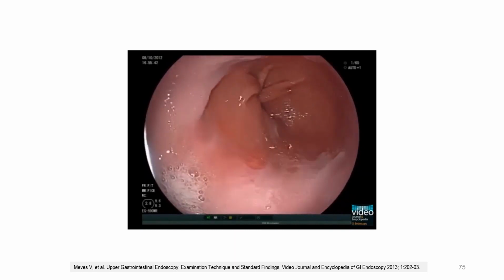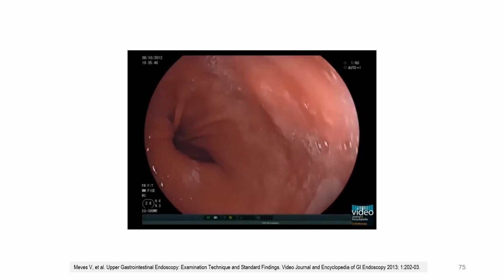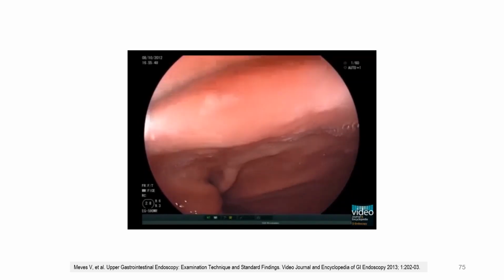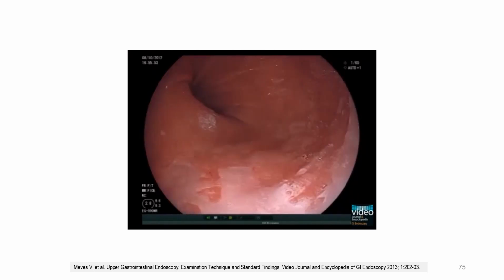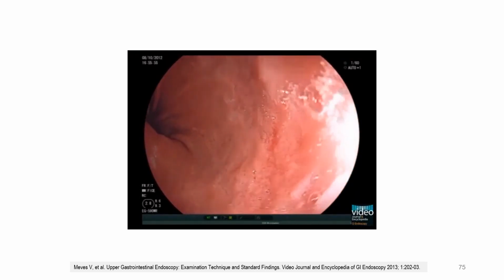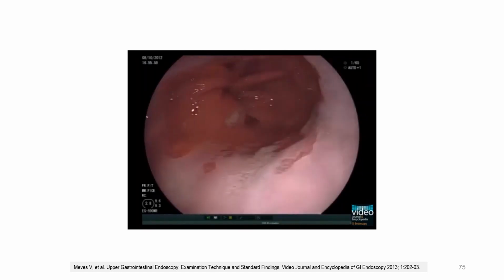Examination of the esophagus ends with inspection of the gastroesophageal junction, with its level being determined in relation to the diaphragmatic hiatus. The red mucosal tongues at the gastroesophageal junction are highly suggestive of short Barrett's esophagus.